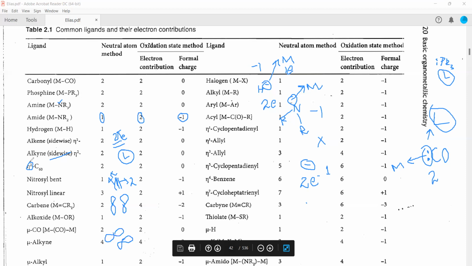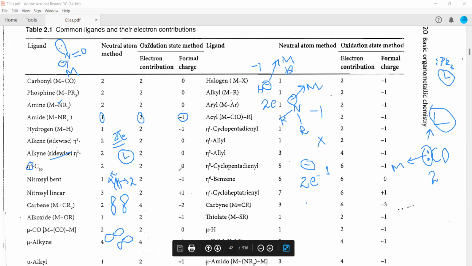Okay. Now the nitrosyl bent and the nitrosyl linear we will be talking about. These two ligands are very tricky when it comes to counting electrons. Now let us learn how. First of all, let us understand the basic geometry of these ligands. So the bent nitrosyl, first of all, I will draw how it looks. So this is the bent nitrosyl. Here the nitrogen is bonded to oxygen with two bonds, one sigma and one pi, and there is one lone pair, and it binds with the metal with a negative sign.